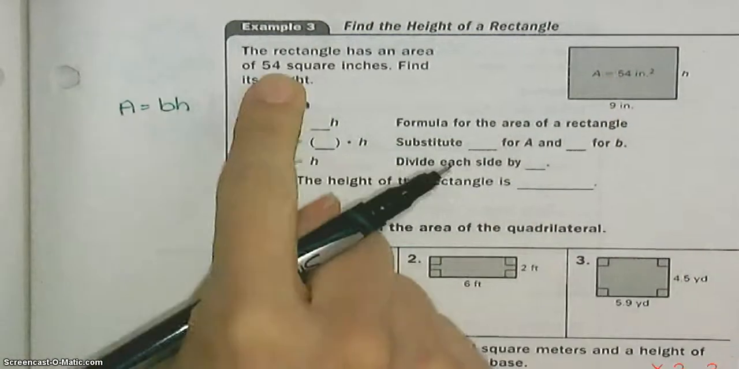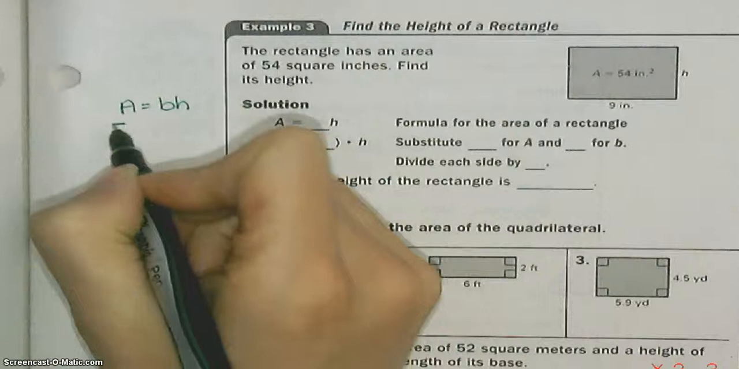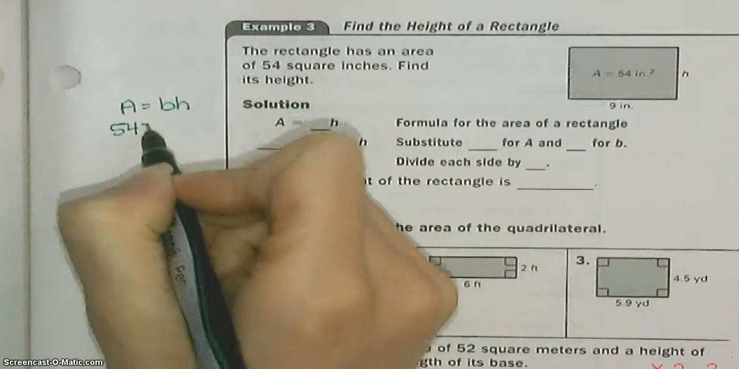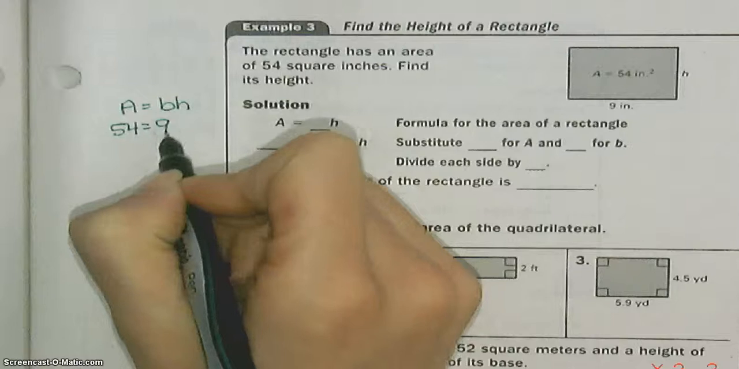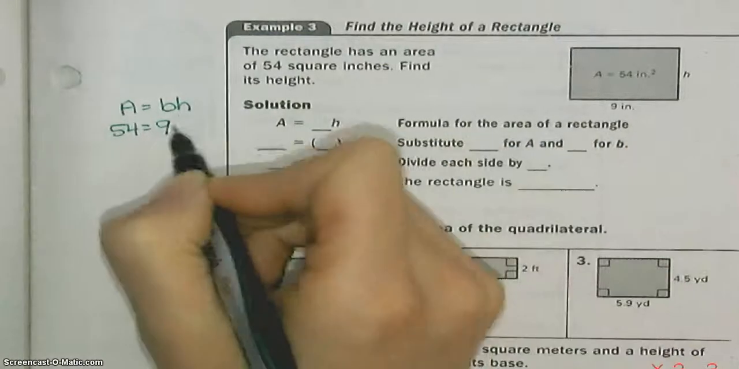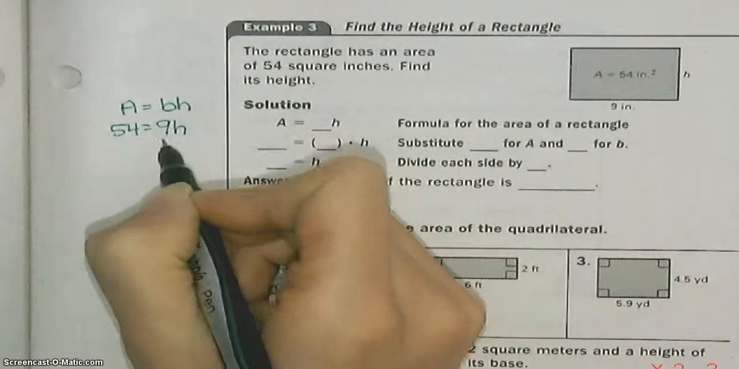Then I plug in what I know. Do I know my area? Yes, my area is 54, so I put 54 here. Do I know my base? Yes, my base is 9. Do I know my height? No, height is just h. Now I can solve for h.